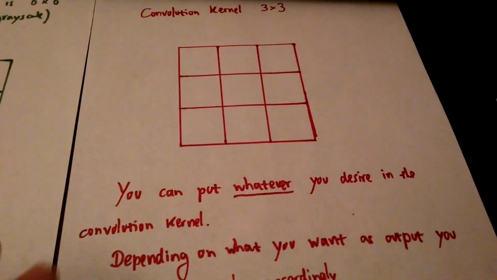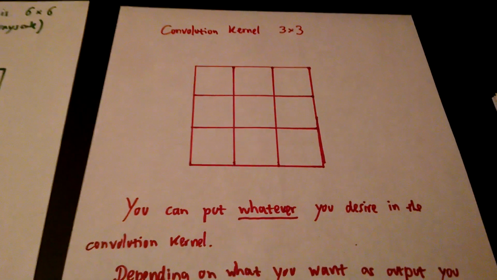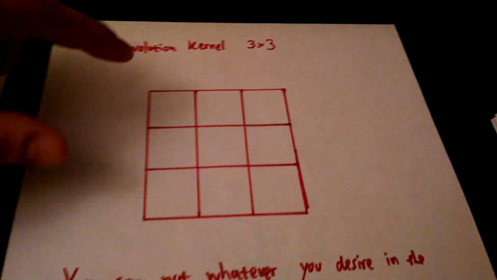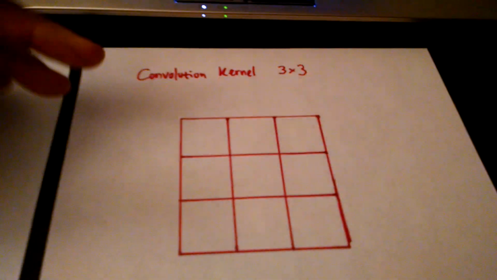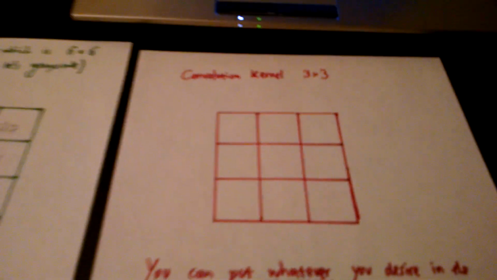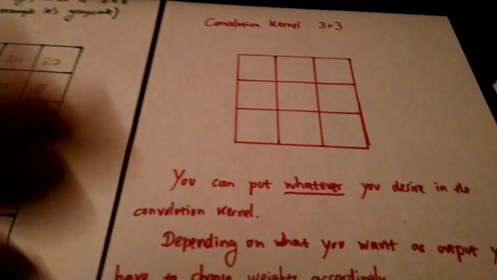For that you need a window. They call it a convolution kernel. You might have heard of it already. You can choose whatever you want to go in these blocks, absolutely anything you want. But depending on what you choose, you're gonna get something out. So basically you're gonna take this and apply it to this image, okay? Now let me show you what's gonna happen.